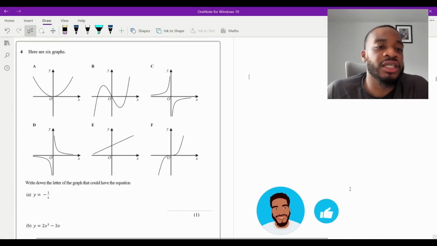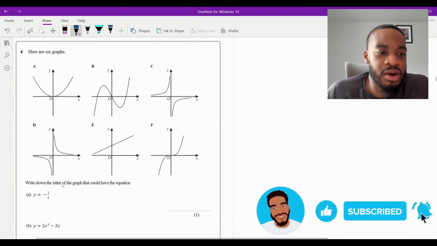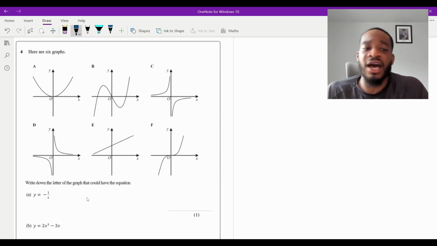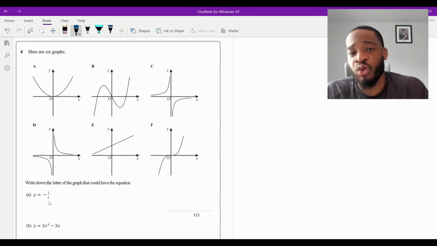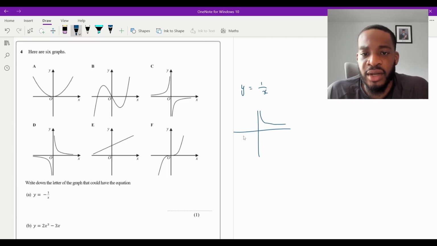Okay, so question 4 says, here are 6 graphs labeled A to F. And the first part says, write down the letter of the graph that could have the equation y equals minus 1 over x. So with this one, you just need to have knowledge of your graphs right now. 1 over x without the minus sign, we call these reciprocal functions. And the reciprocal function y equals 1 over x is literally just equal to this here, like that. Right? So we've got this here. This curve in the first quadrant, and we've got this in the third quadrant here.